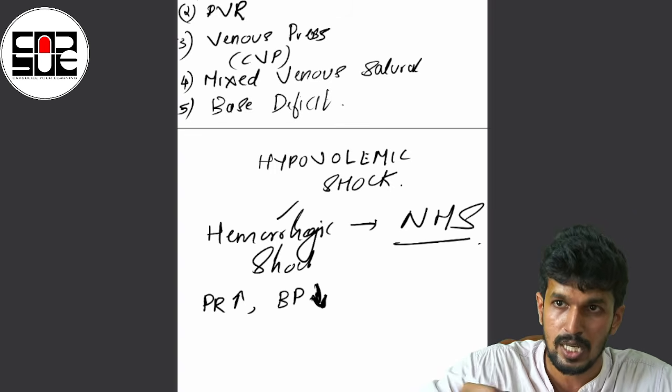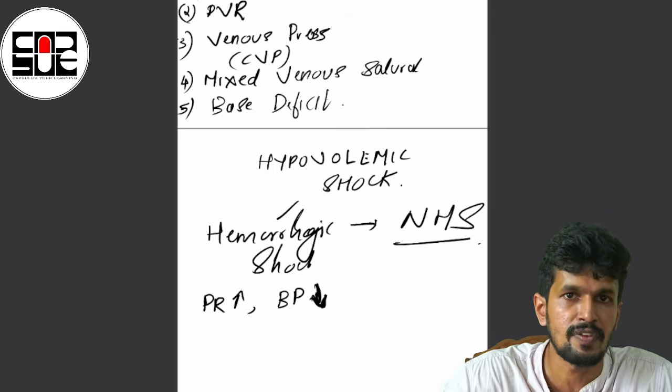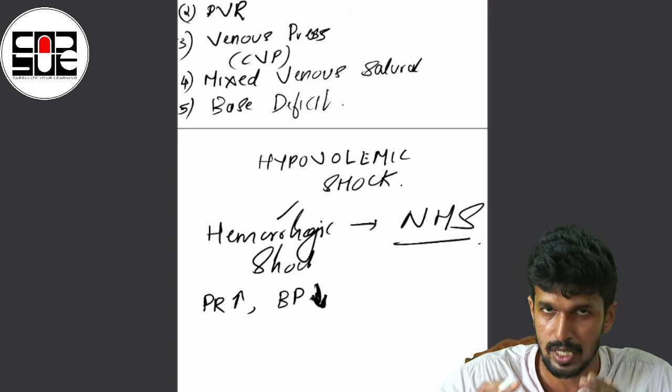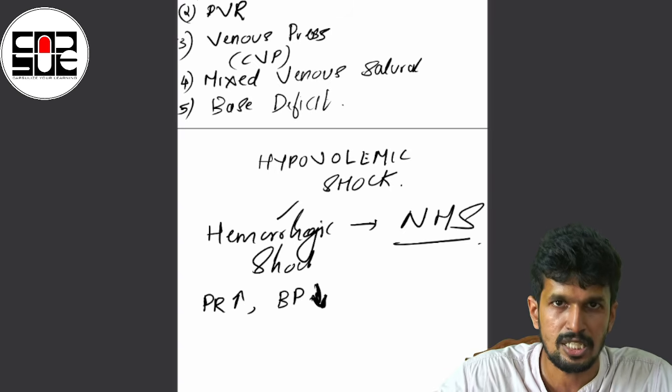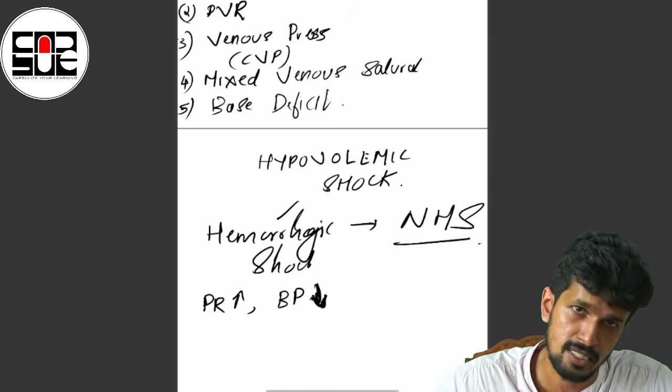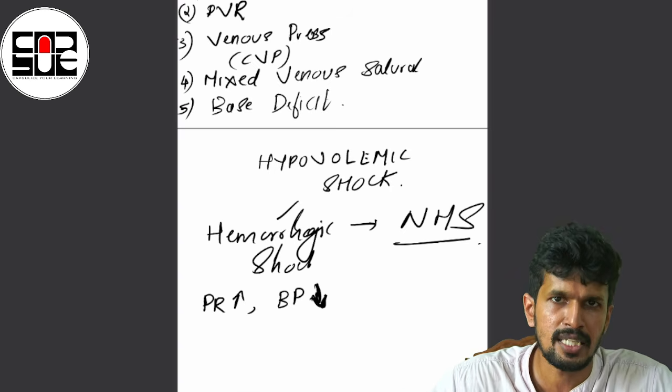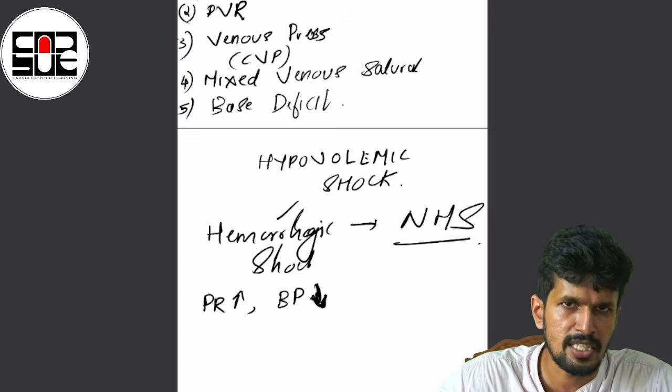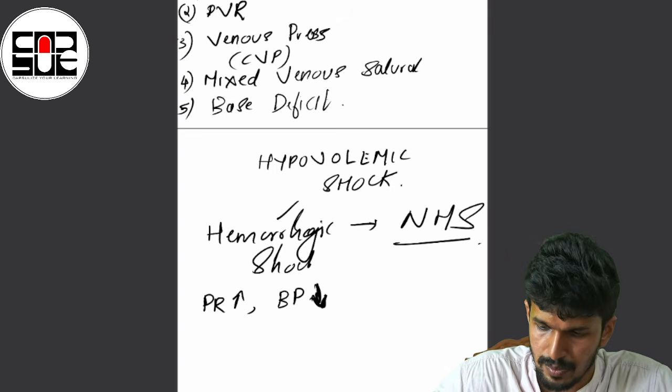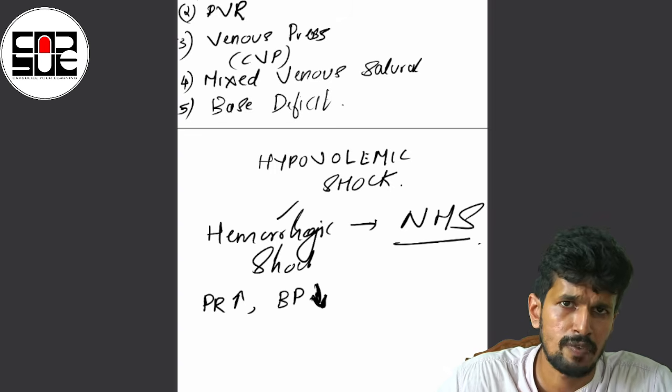That is a significant entity when it comes to surgical practice, and hemorrhagic shock is a very important entity which needs to be managed as a very critical case in the emergency setting. Just a basic understanding. I'll also mention the non-hemorrhagic shocks. What are the non-hemorrhagic shocks which you get?